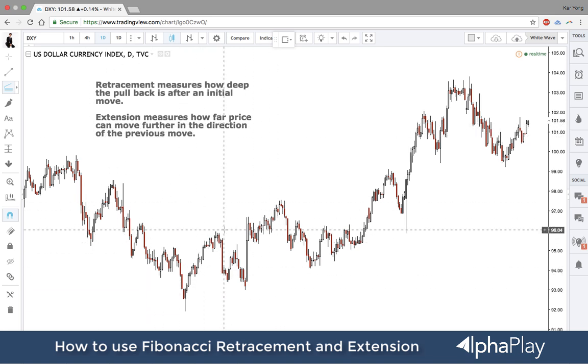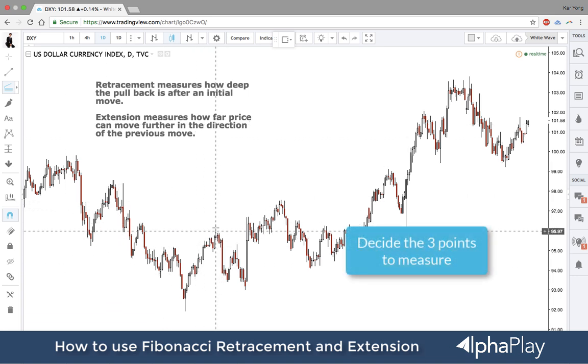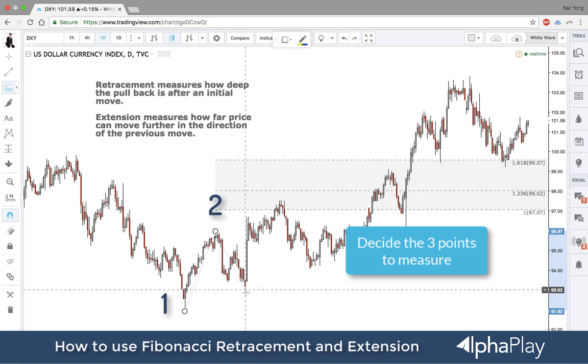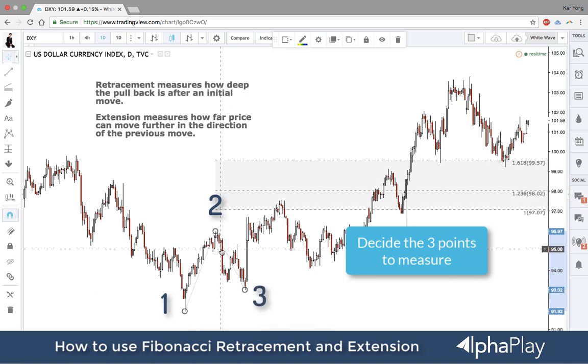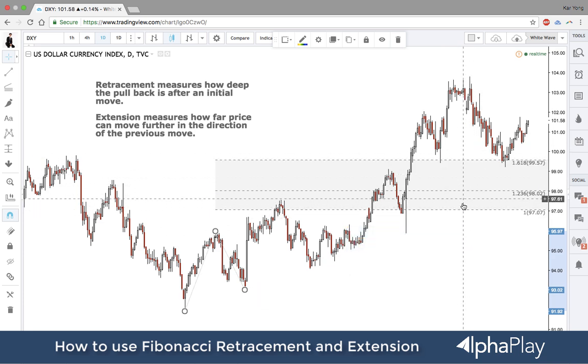So how you use this tool is you need to decide the 3 points which you want to measure. We always start at the initial point before the move starts. Click it, and then the second point is where the first move ends. The last point you want to measure is where price retraced to, which is over here. So you establish these 3 points: your initial starting point, where your move ends, and where the pullback ends. You will see 3 levels over here, and these are your extension levels.